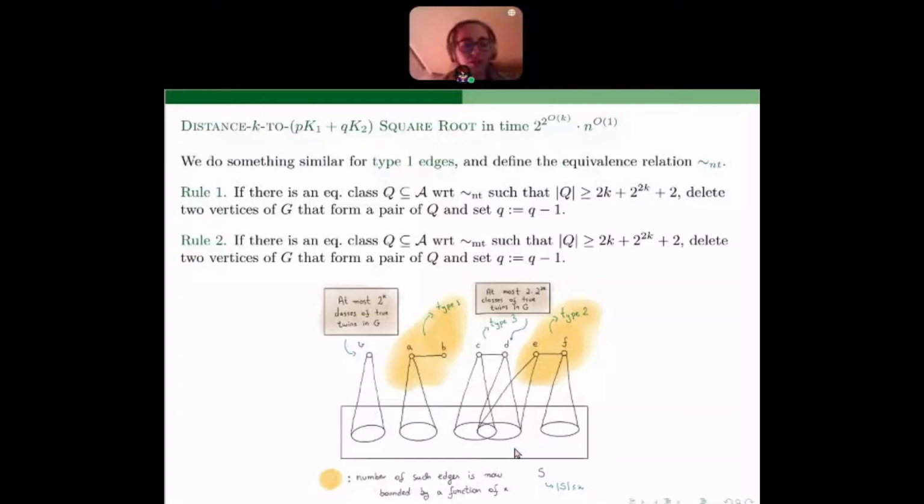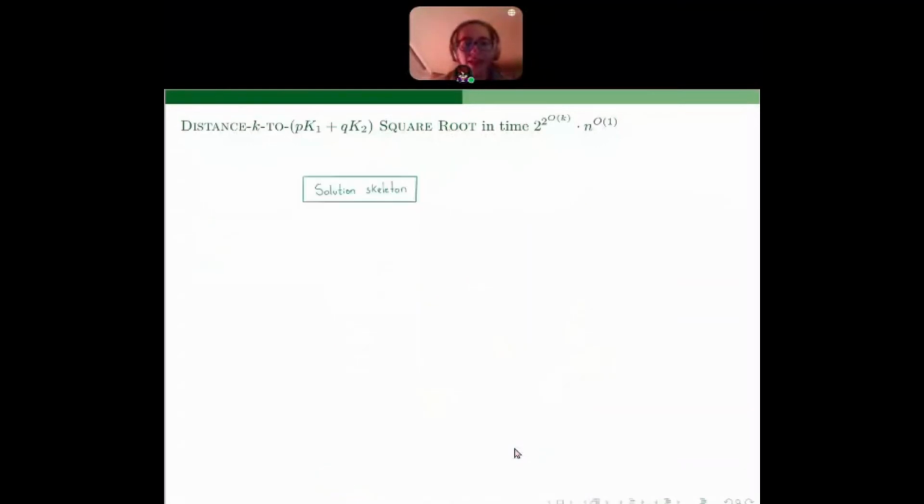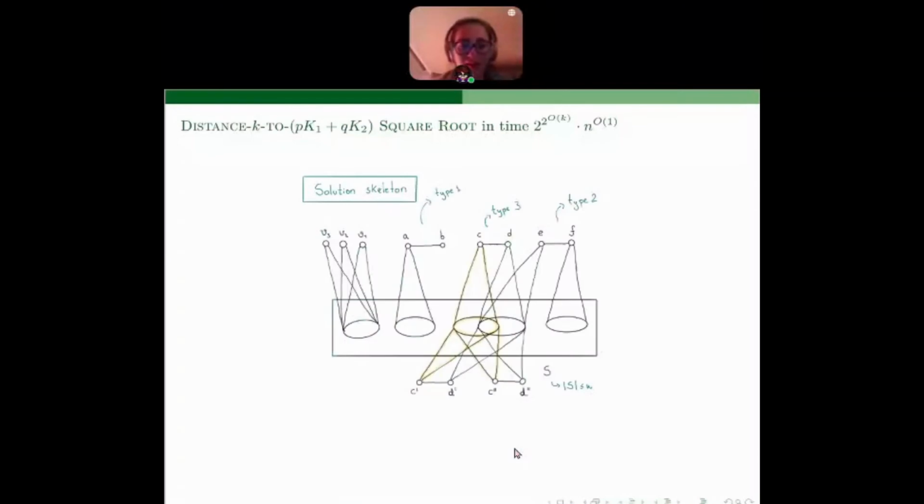So I will cope with this problem of the isolated vertices and the type 3 edges by defining a structure that I will be able to enumerate. The size of this structure will be a function of k. This is what we call a solution skeleton. So what will I do? Well, I look at a solution, and if I have multiple isolated vertices that have the same neighborhood in S, I will delete all but one. And I will do the same for the type 3 edges.